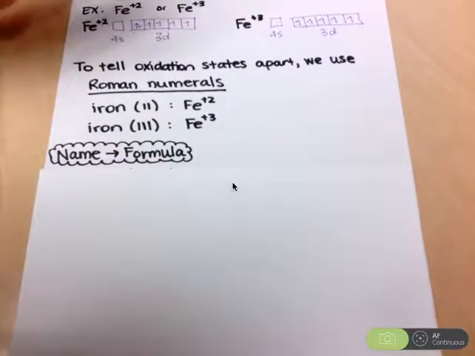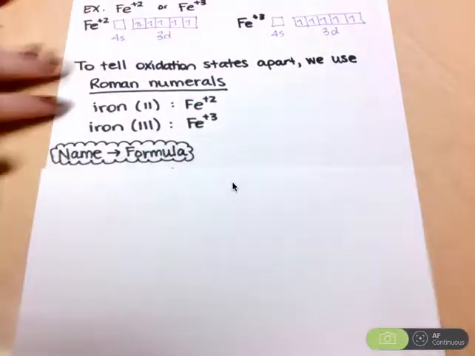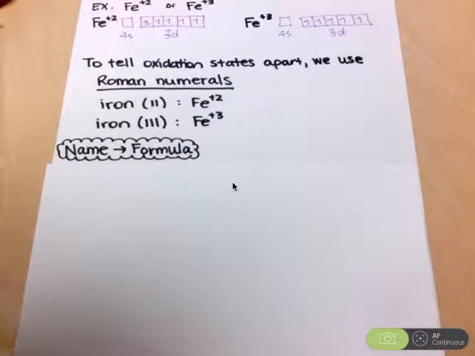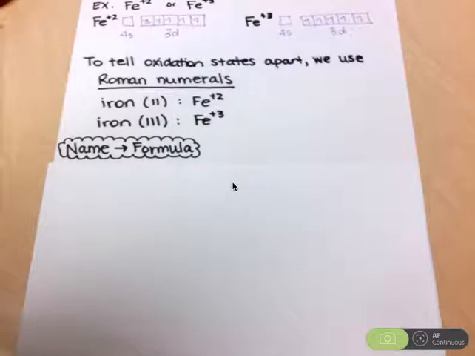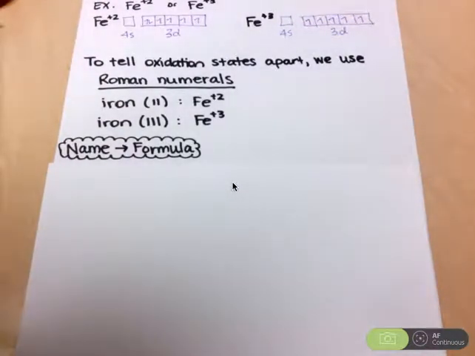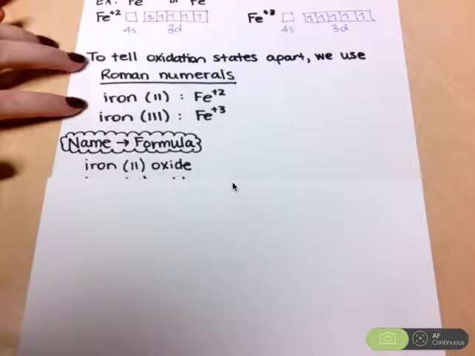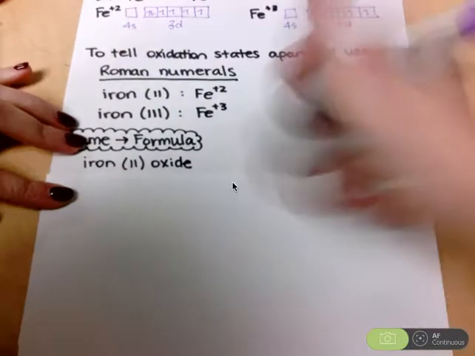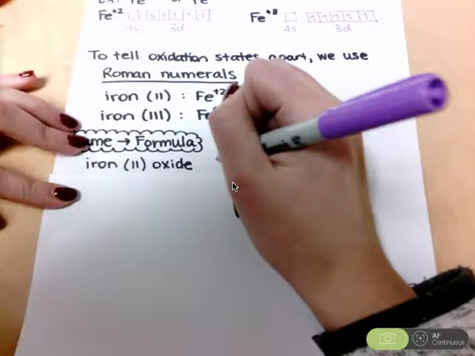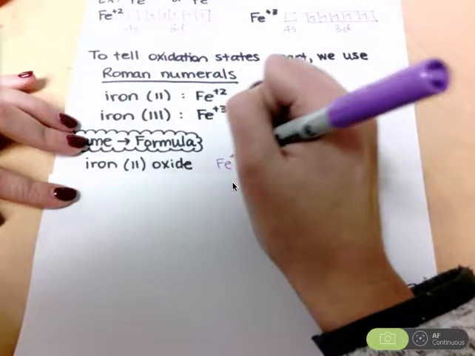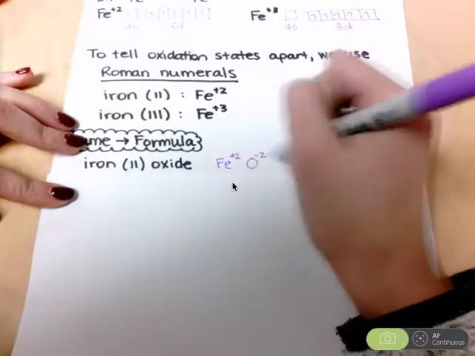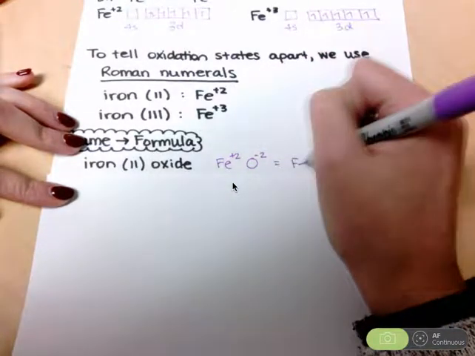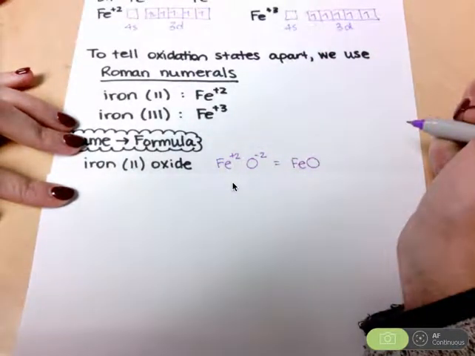If we go name to formula, if I give you a name and I'm asking you to write the formula, all you have to do is remember that those Roman numerals are the charges on those metals. So iron 2 oxide would be symbols, charges, right? So Fe with a plus 2. Oxide would be O with a minus 2. Those are electrically neutral, and so my formula would just be FeO.